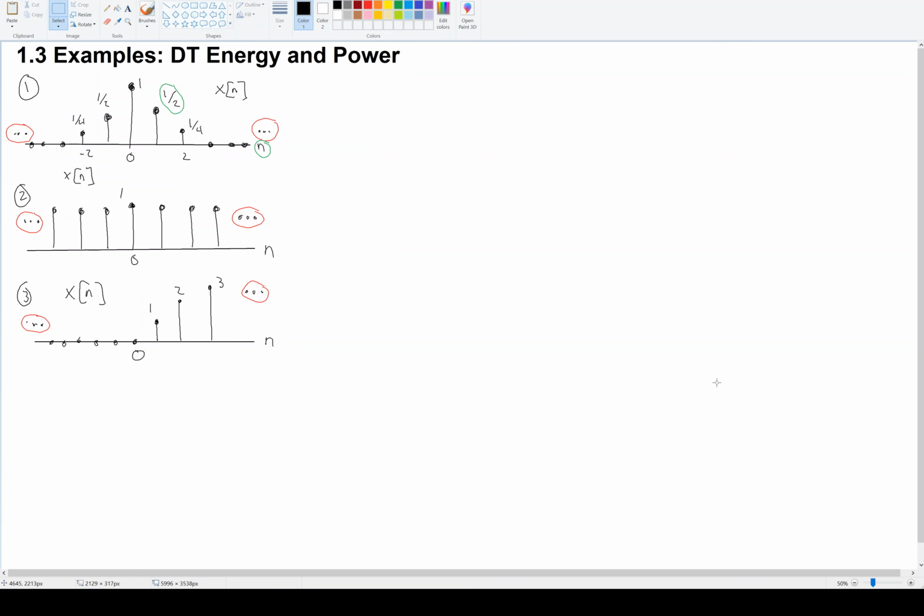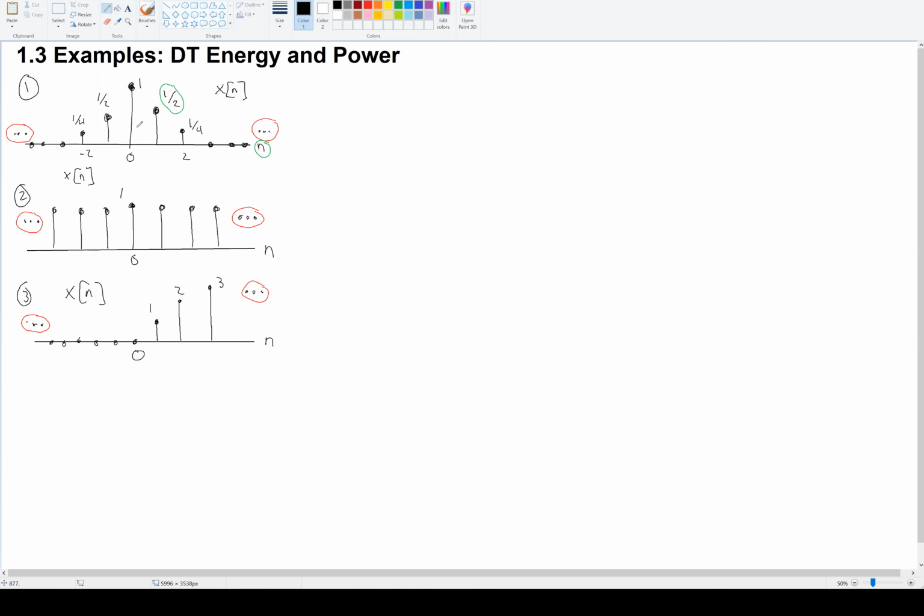All right, well, in this lecture, we're going to work on calculating the energy and the power of discrete time signals. And I have these three examples here, and I have circled the ellipses in each case. And I just want to say a couple things about these ellipses. They are there to tell you that the signal continues how you would expect it to. So you just have to take your best guess on what me or the textbook is expecting you to think here.